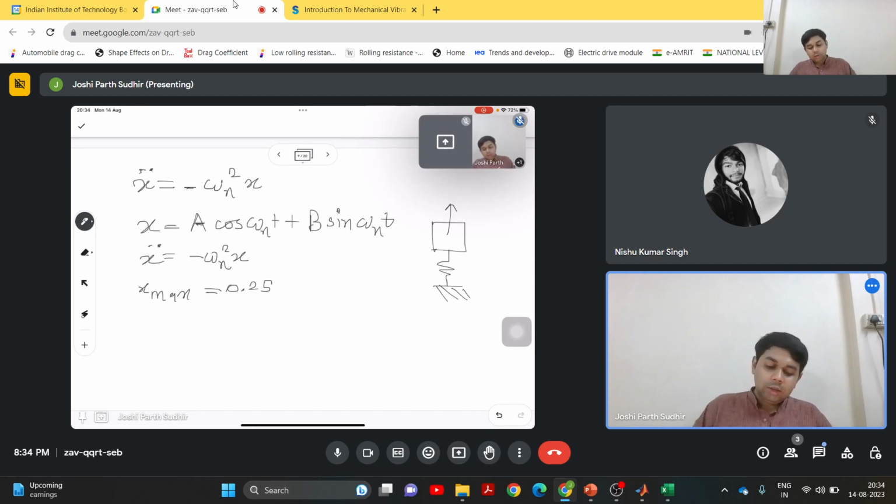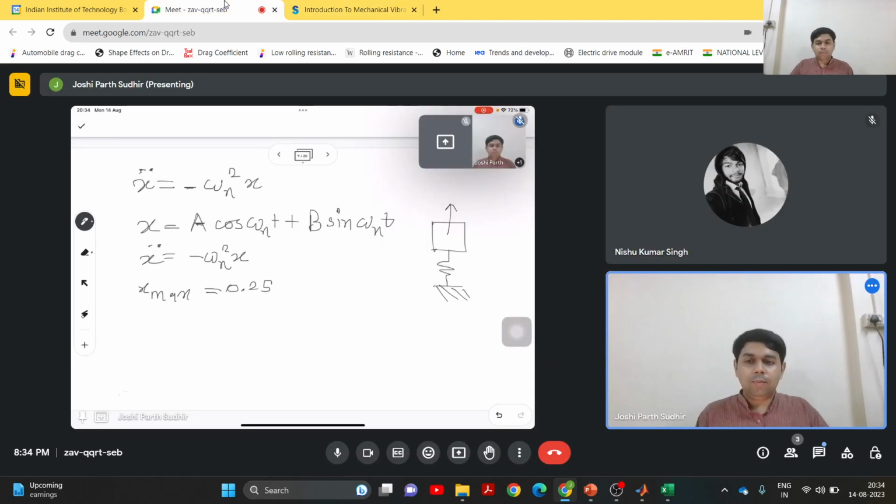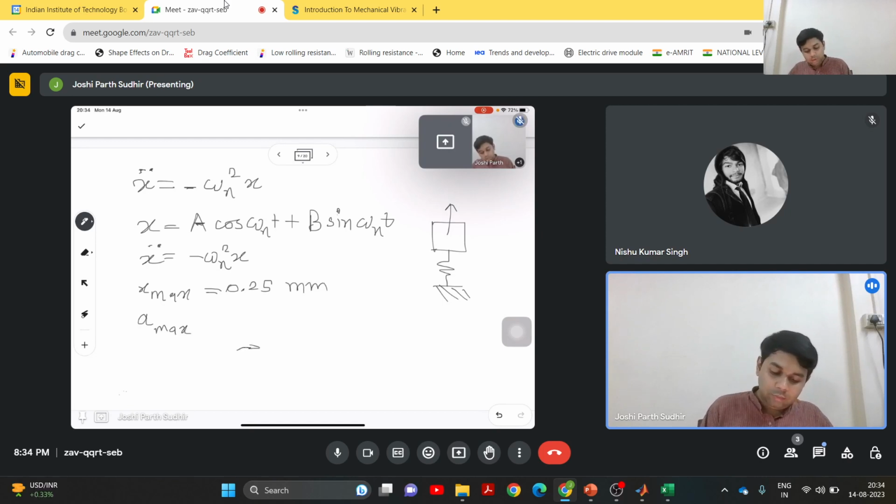So x max, the amplitude that is given, is 0.25, and that is in mm, and the maximum acceleration value is, therefore, omega n square into x max.